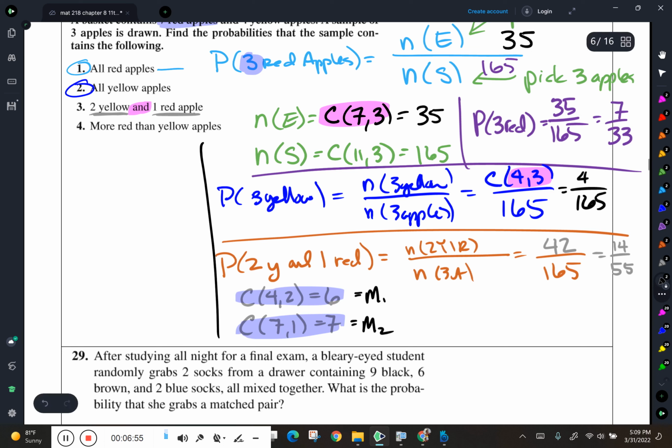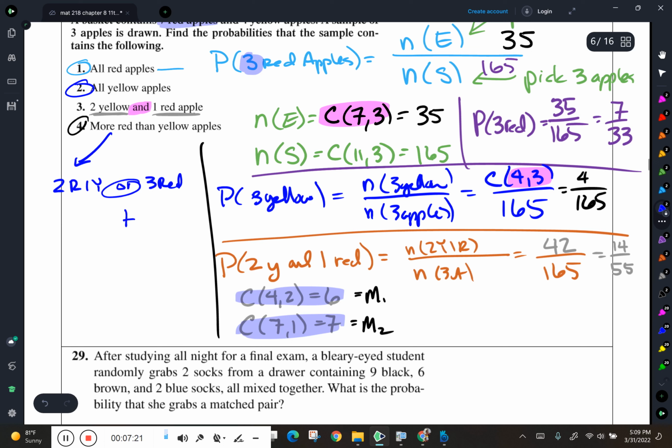All right, we're almost done. We still have to do number 4, more red than yellow. What does more red than yellow mean? Well, if there's 3 apples, if they're more red than yellow, that would mean 2 red and 1 yellow, or all 3 red. That's the only way to have more red than yellow.